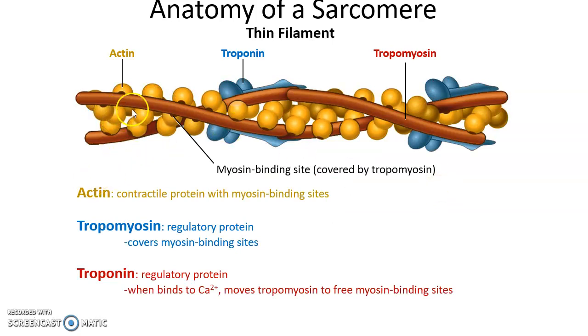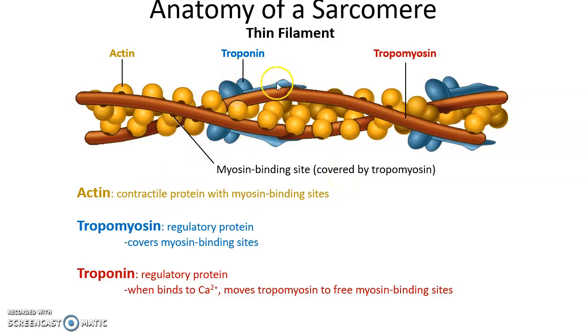They have actin. Actin are represented by these gold blobs. They are the contractile proteins. They are what myosin binds to. So myosin on thick filament binds to actin on the thin filament. Then we have tropomyosin. Tropomyosin is these brown rods. Tropomyosin is a regulatory protein. It covers the myosin binding site. So at rest, it blocks myosin from binding actin.